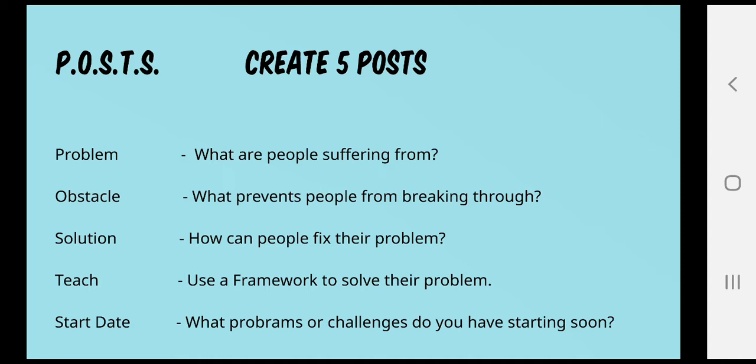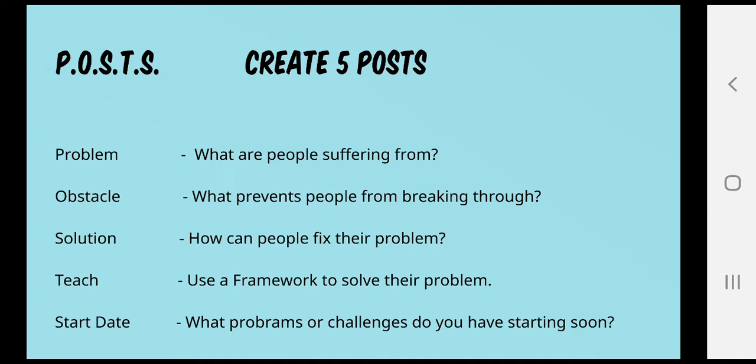So the first post that you do on week 1 is a problem. You know that we love acronyms, so we've got the POSTS acronym. You post about the problem. And then on week 2, you post about an obstacle. So what prevents people from breaking through? As an example, if you are posting about the problem on week 1, it'd be what to do if problem, type I'm in to get the ebook or video.